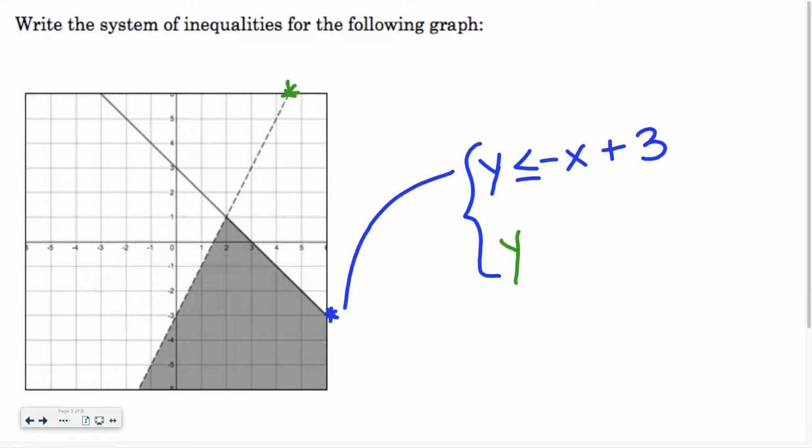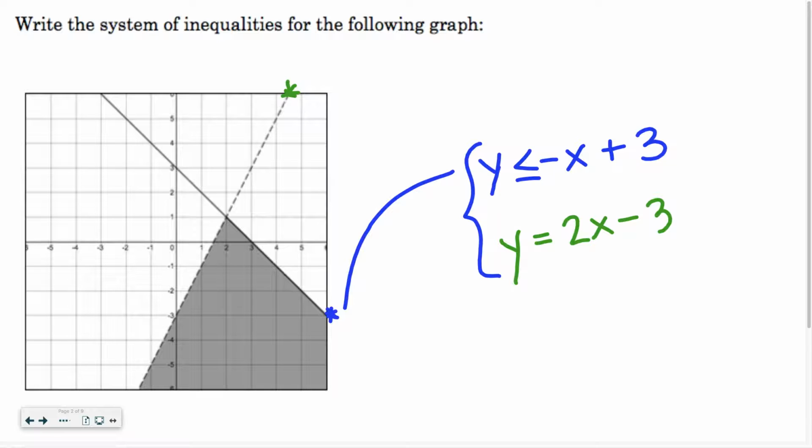Don't worry about the inequality. How about just y equals? I know, it takes me a second to figure it out. 2x minus 3. Okay, 2x minus 3, because we have a y-intercept of 3 and we have a slope of 2. Okay, so now we are shading this way.